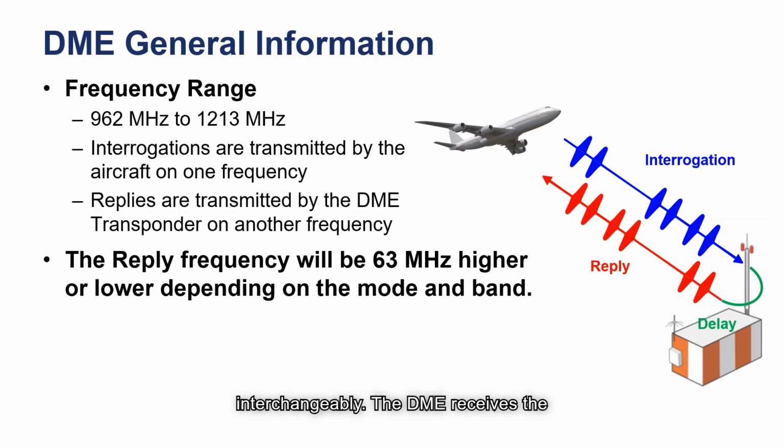The DME receives the interrogation pulse pair, processes the pair, and generates a reply on a different frequency that is 63 MHz higher or lower than the interrogation frequency. The reply is received by the aircraft, which uses it to calculate the distance by measuring the time between the interrogation pulse pair and the reply pulse pair. The monitor receives the reply and uses it to measure various parameters to ensure that the DME is functioning properly.